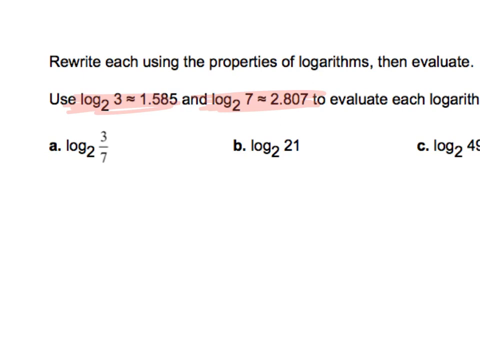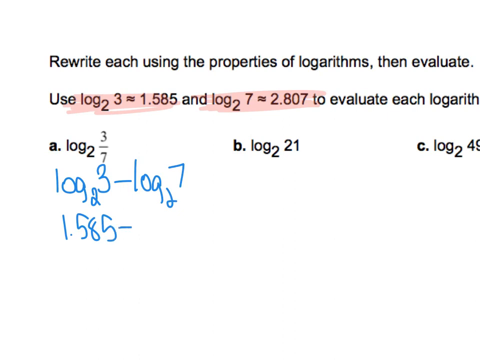So if I have log base 2 of 3/7, again 3/7 is 3 divided by 7, which means we would have log base 2 of 3 minus log base 2 of 7. Well, in the directions, it gives us the value of log base 2 of 3 is 1.585 minus, and it also gives us the value of log base 2 of 7, which is 2.807. And when you actually subtract them, you get negative 1.222.